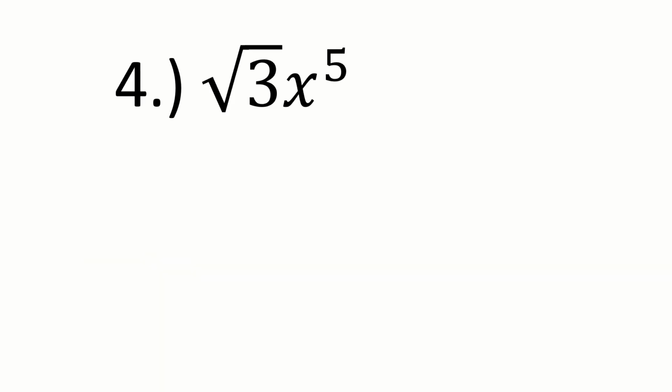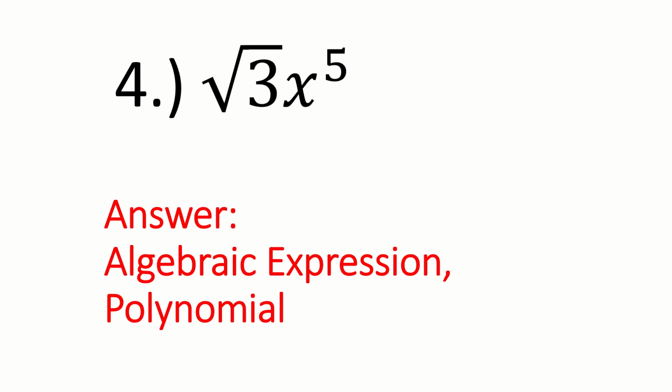Let's have number 4. Square root of 3, x to the power of 5. So the one with the square root is just the 3, okay? Not including the x. Okay, that's correct. It's an algebraic expression. At the same time, it's a polynomial. Again, I will not explain it yet. I will explain later. For now, try to check whether you can already identify whether it's a polynomial or not. And of course, if it is an algebraic expression or not.